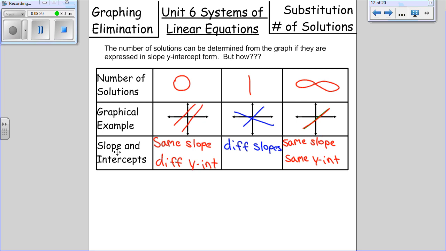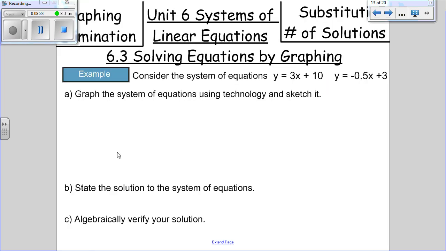Alright, now we're actually going to start graphing. So, consider the systems of equations. There's two systems right here. That's number 1. That's number 2. We're going to solve through graphing. We're going to do this together, so we're going to go step by step.